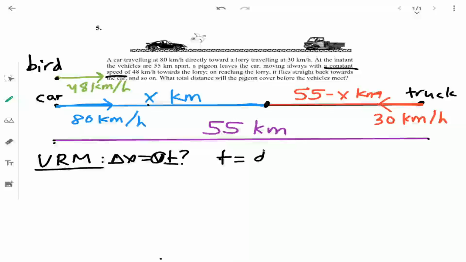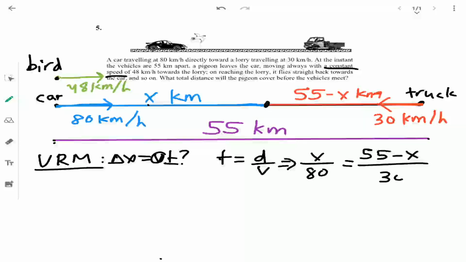So what we do is x of the car, which is the distance traveled, over the velocity or the speed, equals 55 minus x over 30. Since the times are equal, these also should be equal. Let's cross multiply. You guys can do all the calculations by yourself. What we should get is x to be equal to 40 kilometers. What does this tell us? That tells us that the car travels for 40 kilometers before it meets the truck.